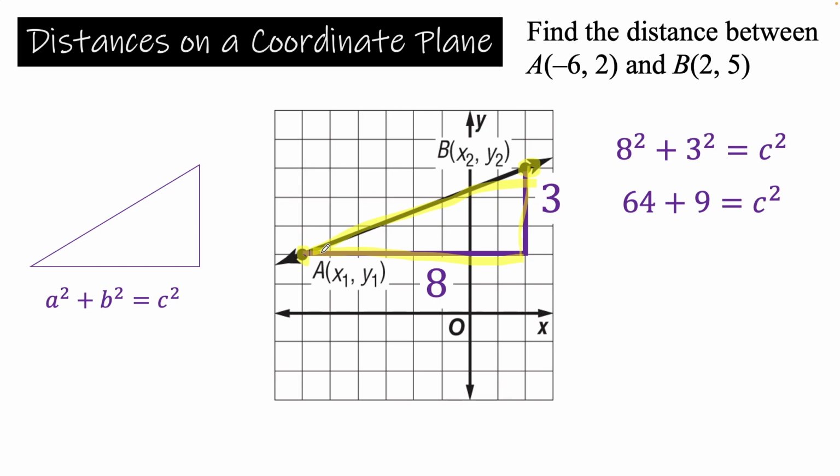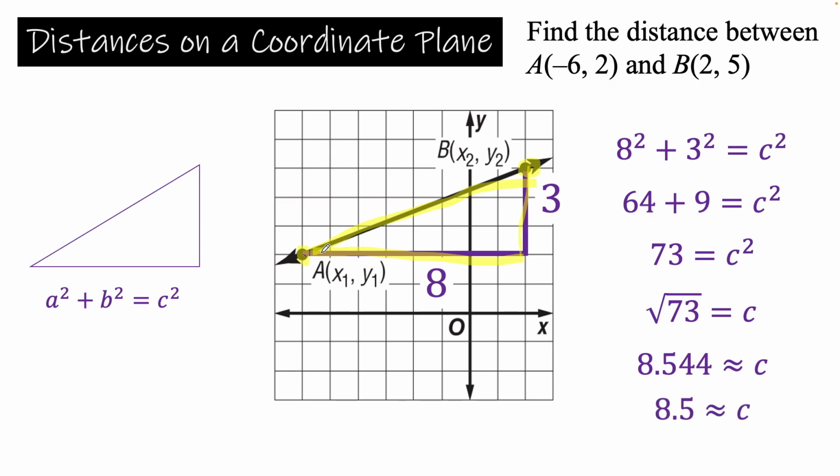So 8 squared is 64, 3 squared is 9. Add those together, we get 73 equals C squared. Okay, I'm not interested in C squared. I just want C. So I'm going to take the square root of both sides. And the square root of 73 is 8.544. If you want to round that to the nearest tenth, you get 8.5.